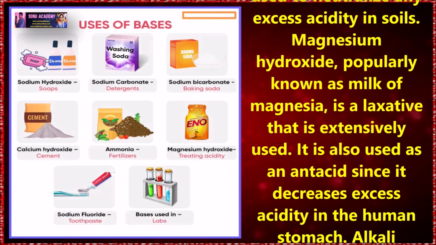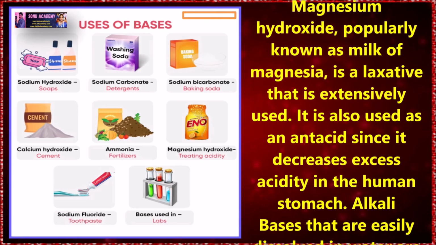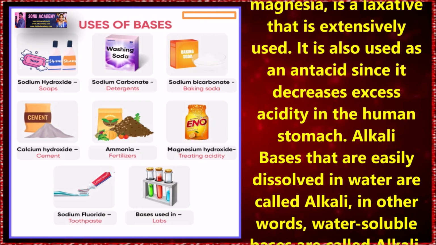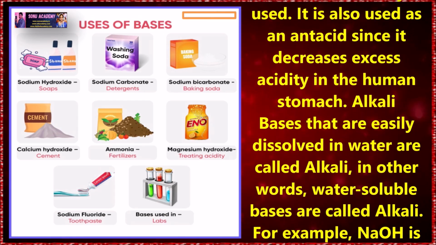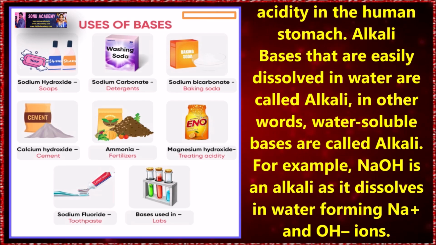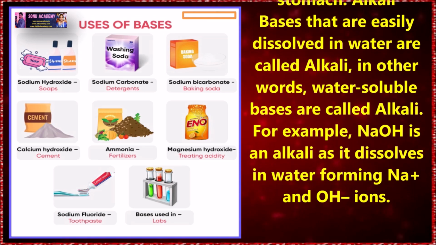Magnesium hydroxide. Magnesium hydroxide, popularly known as milk of magnesia, is a laxative intensively used. It is also used as an antacid since it decreases excess acidity in the human stomach.